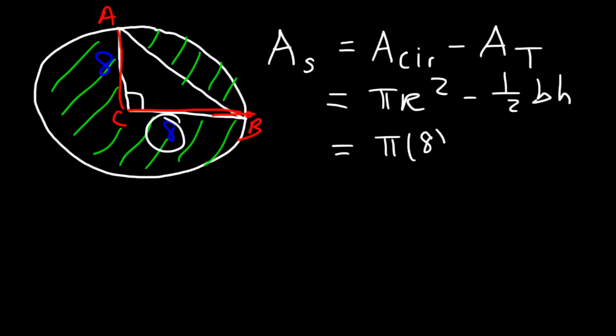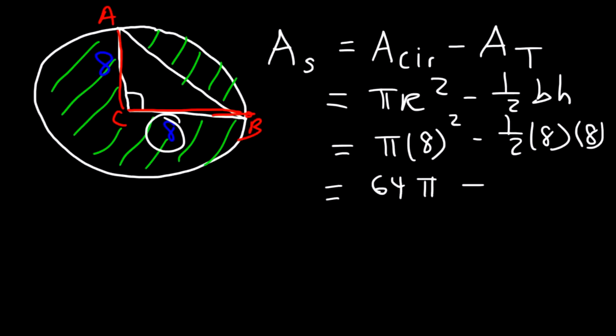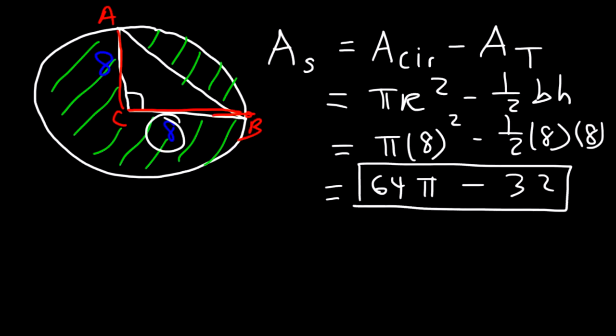So the radius, which is 8, is the same as the base of the triangle and it's the same as the height of the triangle. So this is going to be 64 pi minus 8 times 8 is 64, and half of 64 is 32. So the area of the shaded region is 64 pi minus 32.